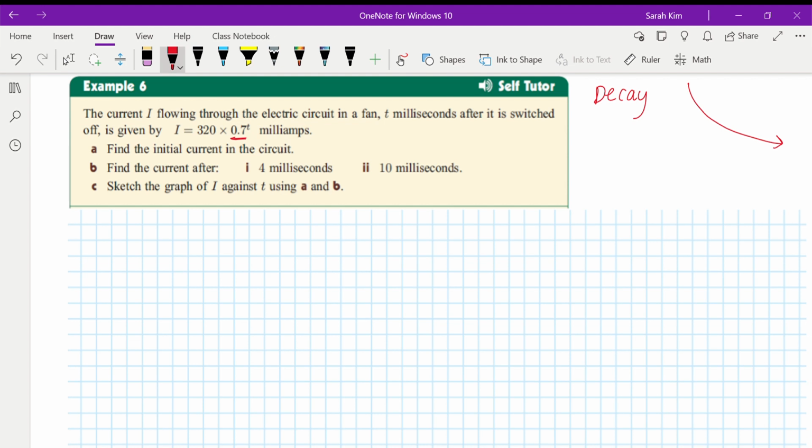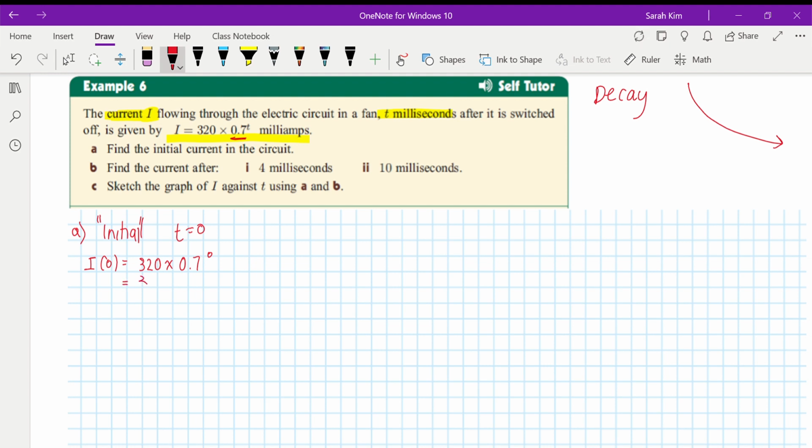So the current I flowing through electric circuit in a fan, t milliseconds after it is switched off, is given by this function. Find the initial current in the circuit. Now initial, again, I'll explain it again, but it just means time equals 0. So that's just all we need to substitute in. So that means I of 0 is 320 times 0.7, and instead of t, you put a 0 in there.